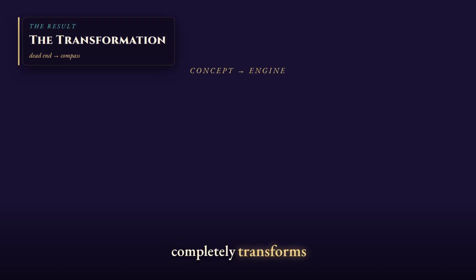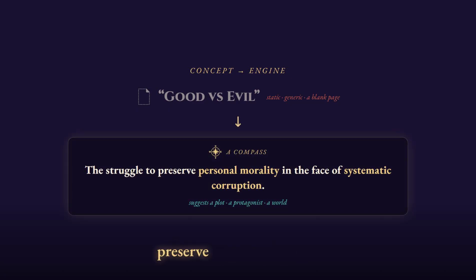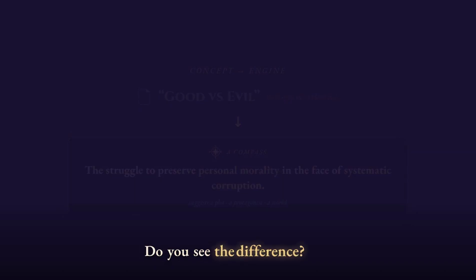Let's look at how this four-part anatomy completely transforms good versus evil from a dead-end concept to a story-generating engine. So the concept would be good versus evil. It is entirely static, it is generic, and it gives you no direction. The theme, however, would be the struggle to preserve personal morality in the face of systematic corruption. Do you see the difference?